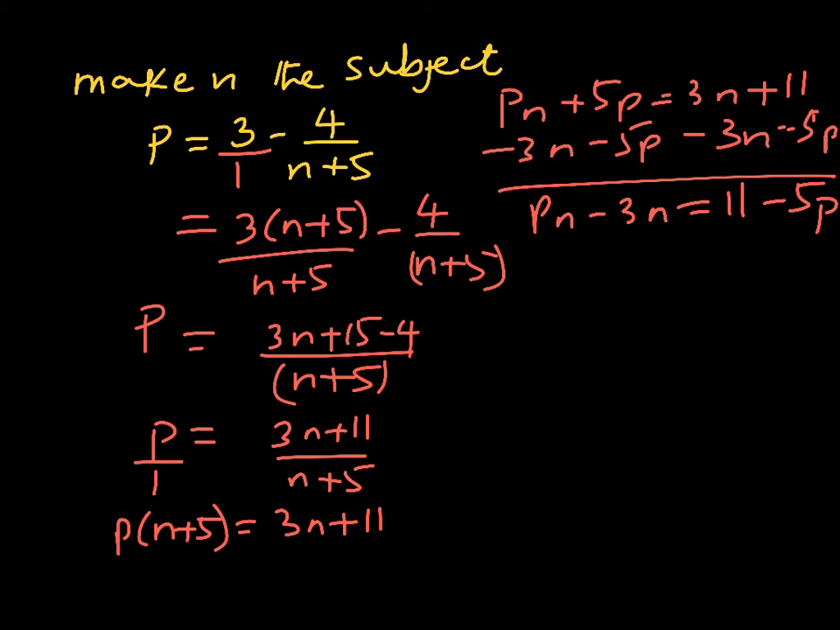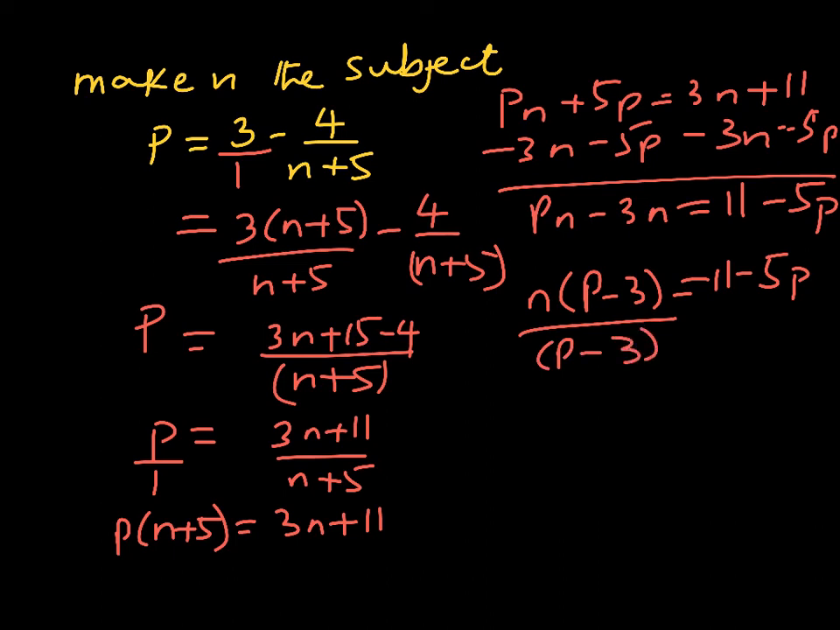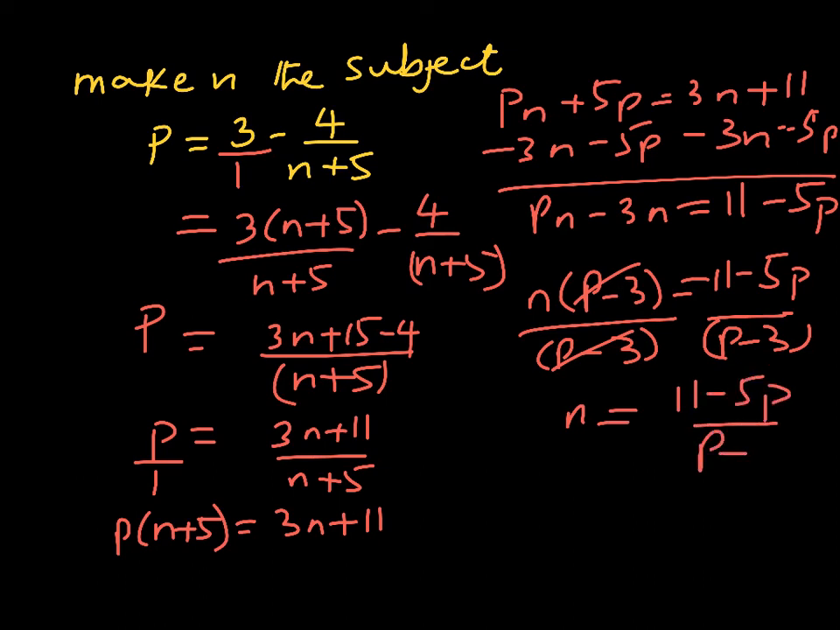Now we can factor out n on the left side, so n into p minus 3 is equal to 11 minus 5p. If we divide this side by p minus 3 and also that side by p minus 3, the p minus 3 cancels out on the left, and what we have left is n is equal to 11 minus 5p divided by p minus 3.